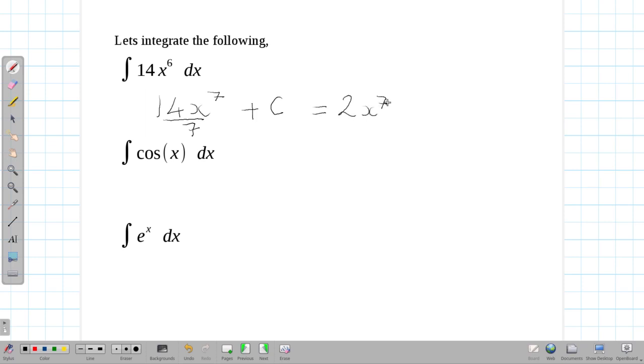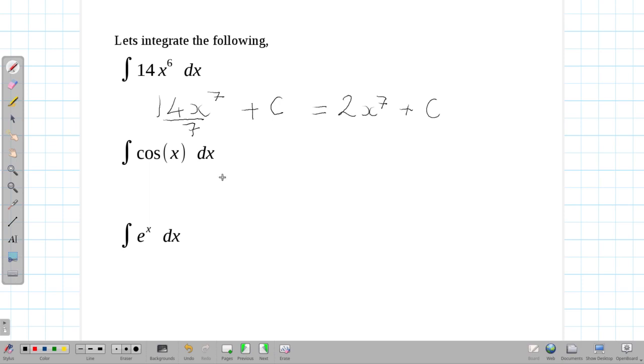7 goes into 14 twice, so I can simplify that down to 2x to the 7. Now, I didn't say this on the last slide, but you can check your work by differentiating it. Let's not forget the C, by the way. If I differentiate this, the 7 goes down to the front, multiplies it. I've got 14x, take 1 from the power, 14x to the 6, back where I started. The C is a C of constant, there's no x after it, so that disappears. So back to where I started. Okay? Right, let's look at the next one.